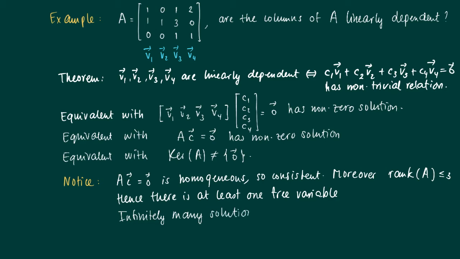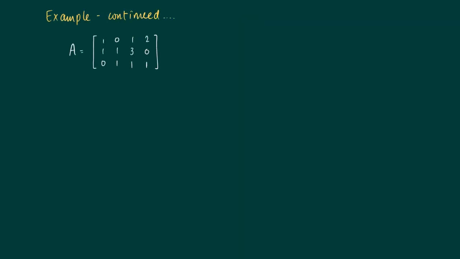So there are infinitely many c's which accomplish A times c equal the 0 vector. So amongst them there must be also non-zero ones. Which is actually just what we needed to show. So the columns of A are indeed linearly dependent. So we look again at the same example with the matrix, and we already concluded that the columns of A are linearly dependent.